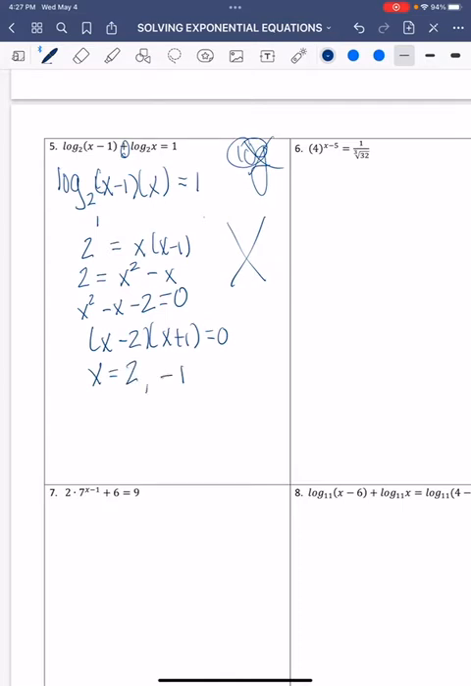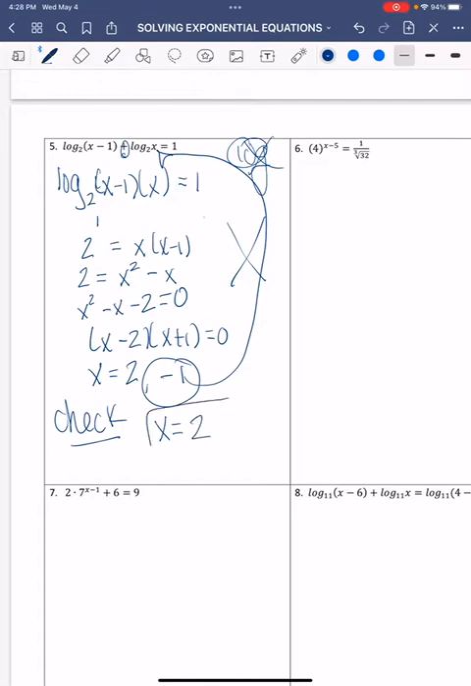Okay, but then you got to check. If you plug -1 in, you get a negative argument. Never can you have a negative argument. So the answer is just 2. If you plug in -1, this becomes the log base 2 of -1, and that's not allowed. You're never allowed to have a negative argument.